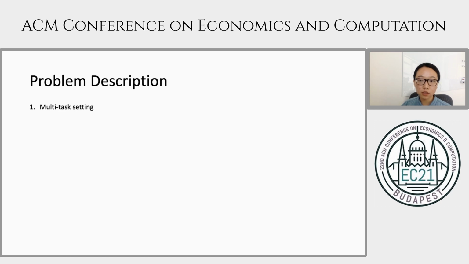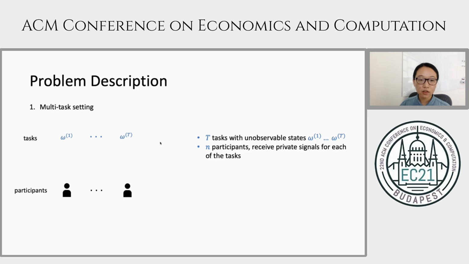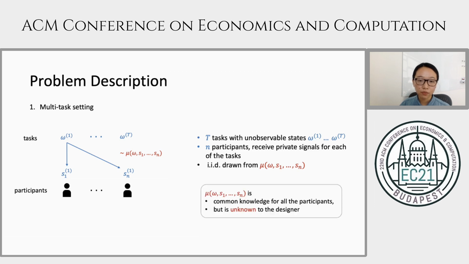A multitask peer prediction problem can be formally described as follows. We have T tasks, each with an unobservable state omega. And there are n participants who receive private signals for each of the tasks. The state and signals for one task are jointly drawn from an underlying distribution mu. The tasks are IID, meaning that the state and signals for different tasks are drawn from the same distribution independently. It is usually assumed that this underlying distribution mu is common knowledge for all the participants, but it is unknown to the designer.